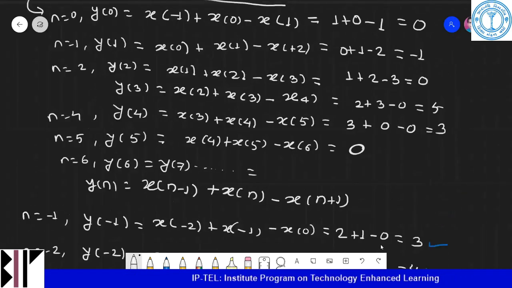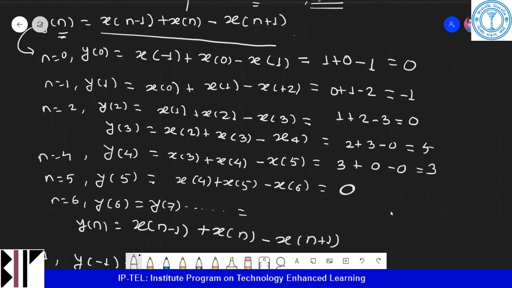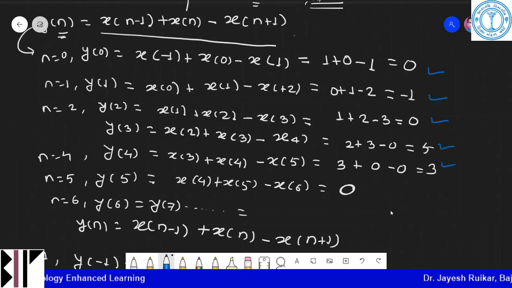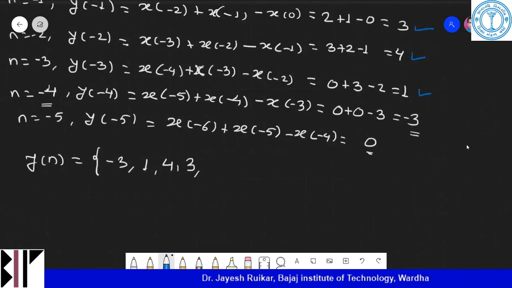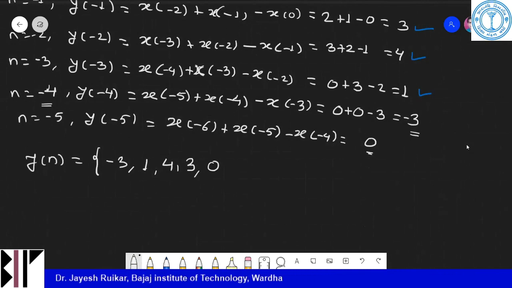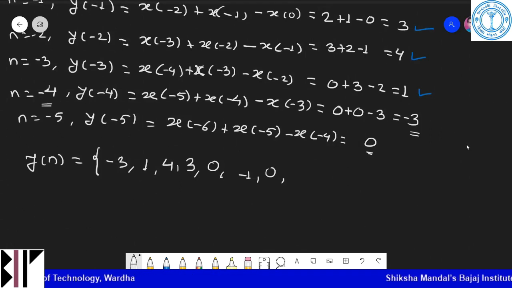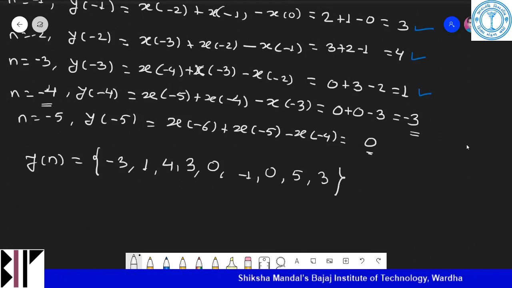Then let us go back. What is the value of n is equal to 0? The value at n is equal to 0 is 0. At 1 it is minus 1, then 0, 5 and 3. So you have to write the values this way only. So at n is equal to 0, the value is 0, then minus 1, then 0, then 5 and then 3. Curly bracket close. After that all these values will be 0. So at n is equal to 0 we have these samples.